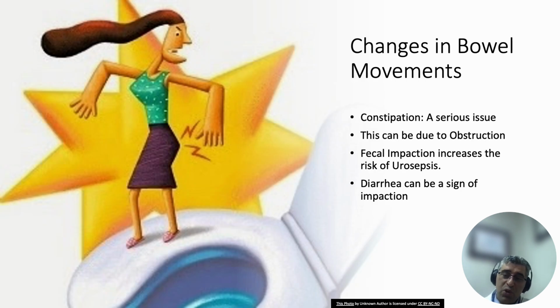The other part, which is so simple, is the change of bowel movement. We never think about it. For example, if somebody comes with constipation, a lot of us think about constipation because of not drinking water, or maybe because we gave the medication to the resident. Yeah, that's true. That can be the cause. But we're talking about a more serious problem. Constipation, fecal impaction, can be a sign of obstruction.